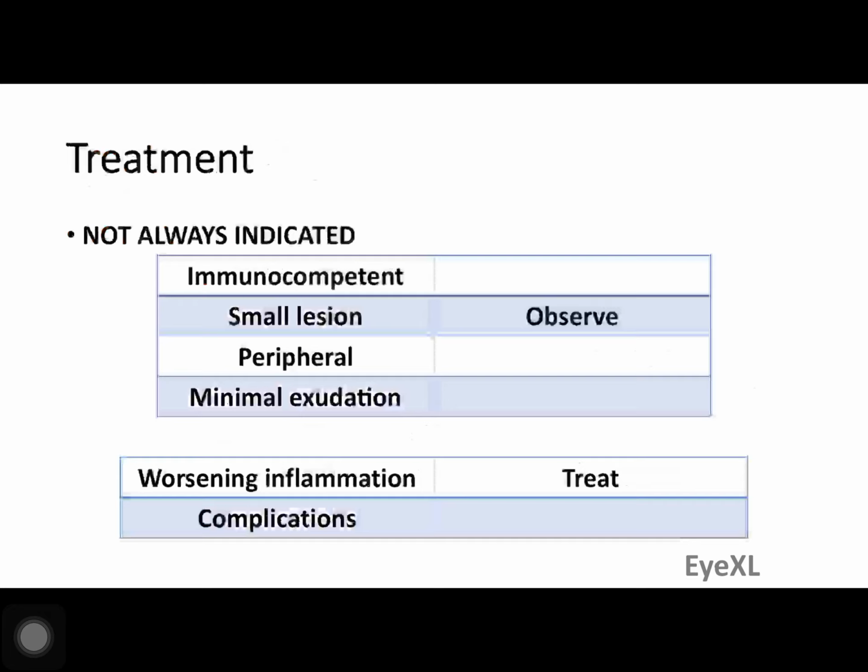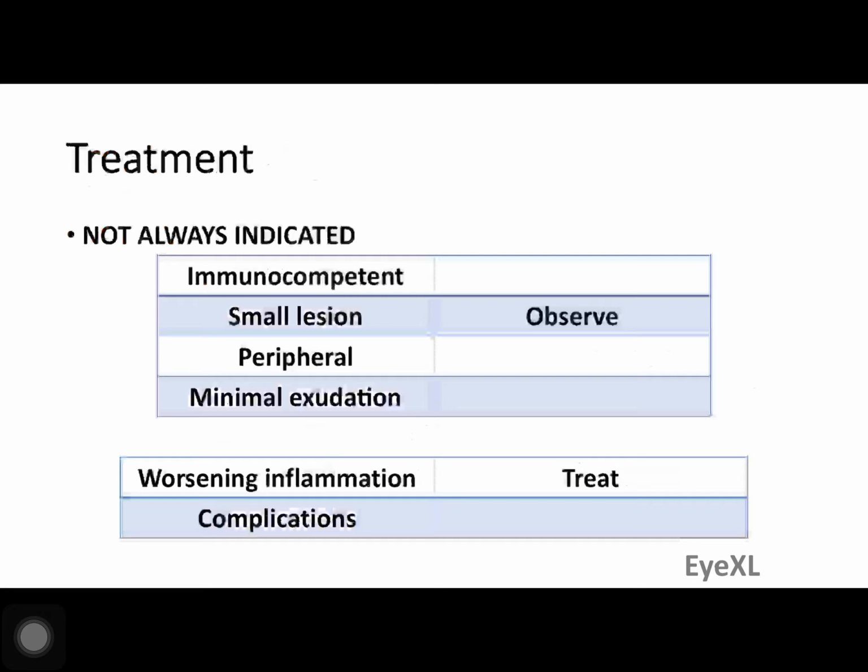Treatment is not always required. Again, remember, one third of the world's population is affected by toxoplasmosis. So if the patient is immunocompetent, if it is a small lesion, if it is located in the periphery, usually it is affecting the macula, but if it is at the periphery with very little exudation that you see, observation can be done. Whereas if the inflammation worsens, the clinical symptoms in this patient would be pain, diminution of vision, floaters, blurring of vision. If the inflammation worsens, then these symptoms are also going to worsen.